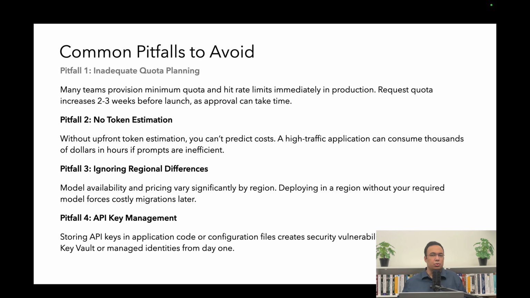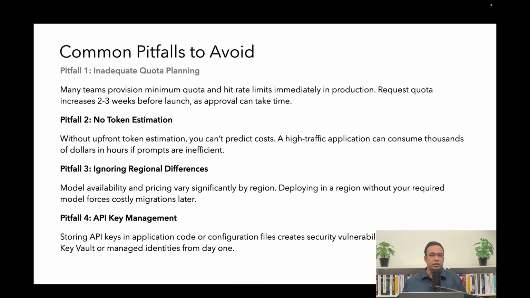Pitfall 2 is having no token estimation. Without upfront token estimation, you cannot predict costs. A high traffic application with inefficient prompts can consume thousands of dollars in just hours. By the time you notice the problem, you have already incurred significant costs. Token estimation lets you identify and fix efficiency issues before they become expensive.